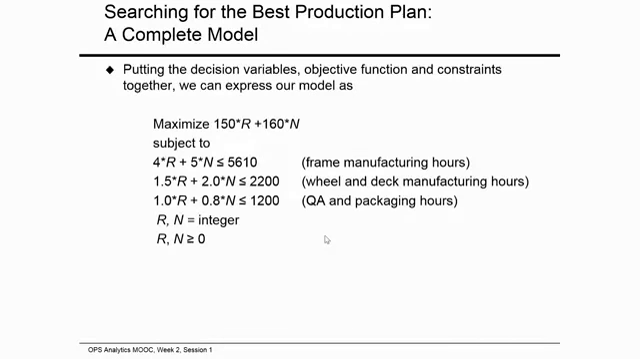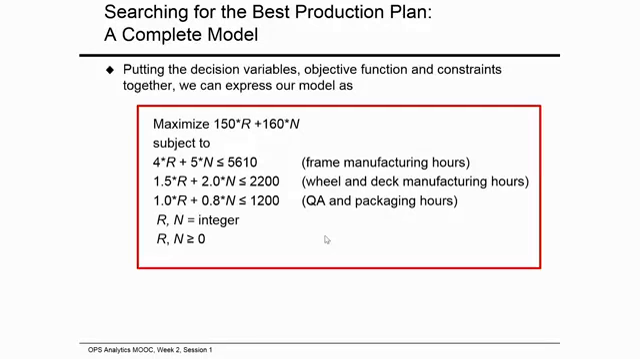So let us put it all together. We want to choose the values of our decision variables r and n to make as much profit as possible, that's 150 times r plus 160 times n, while making sure that we do not exceed resource availabilities and that we manufacture integer, non-negative scooter numbers. A model like that, in other words, the model that uses formulas that express objective function and constraints in terms of decision variables, is called an algebraic model.